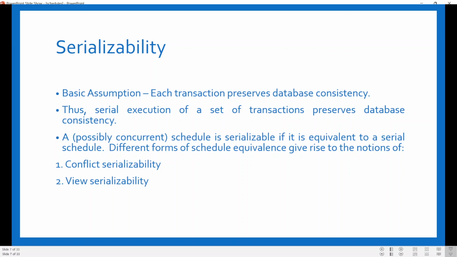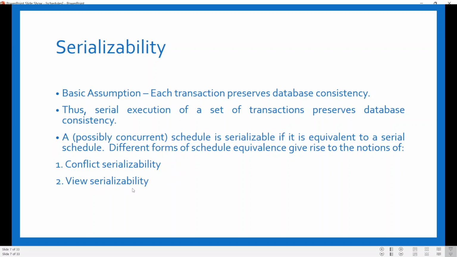Serializability is like, as you know, each transaction preserves database consistency. So a serial execution of a set of transactions should preserve the consistency of the database. So when we say that a schedule is serializable, then it is equivalent to a serial schedule. Serializable schedule means it is equivalent to a serial schedule. So we can have various forms of schedule equivalence. One is called conflict serializability.